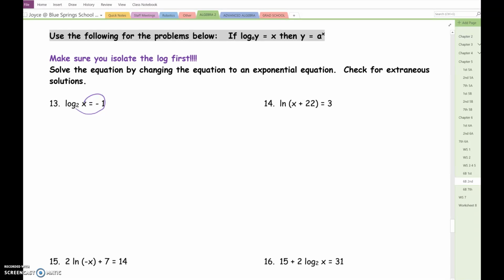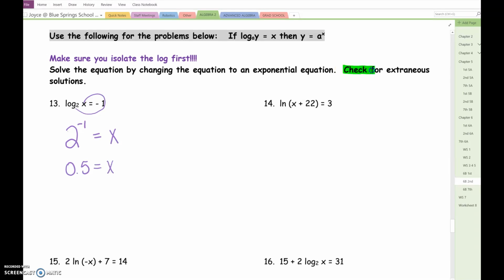It's currently written as a log, so you don't want to write log again because then you're still stuck with the same problem. So instead you change it to exponents. 2 raised to the -1 equals x. You can do 2 to the -1 in your calculator, and you should get 0.5.